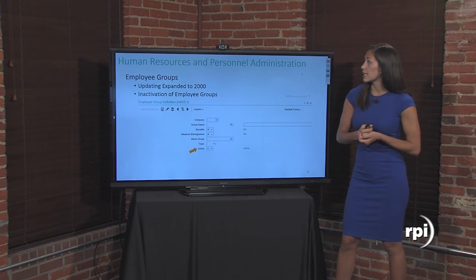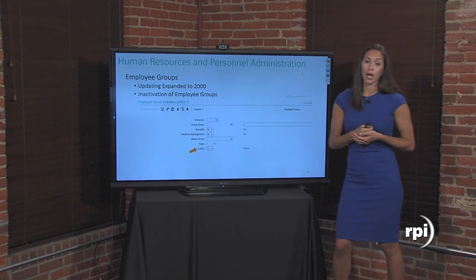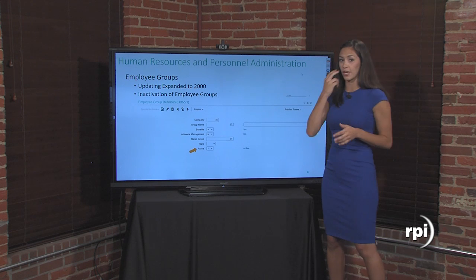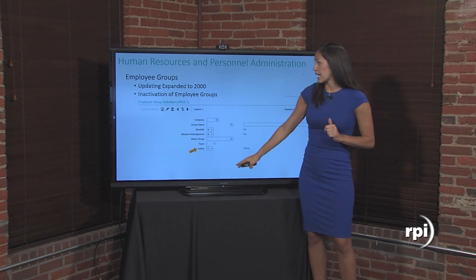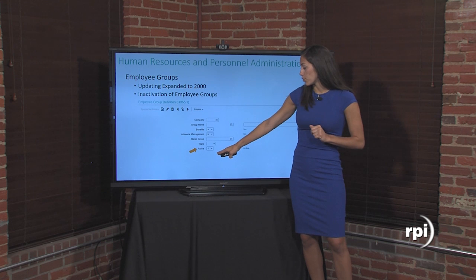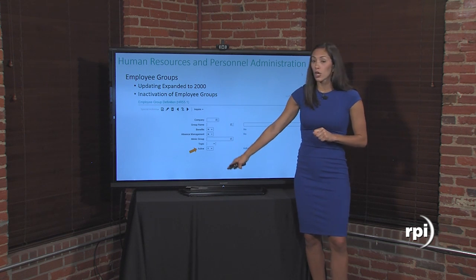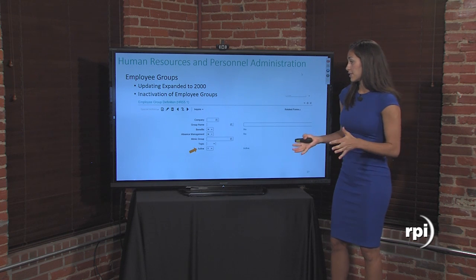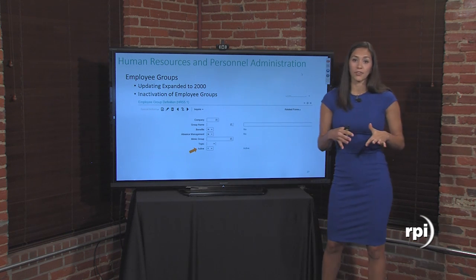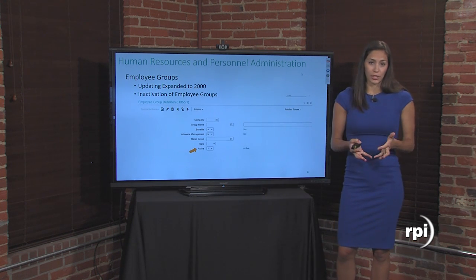Okay, so now we're going to get into some HR and PA updates, module-specific updates. So employee groups is our first update. There is a new field on the employee group HR 55 screen that allows you to inactivate employee groups. So what that does is if you set an employee group as inactive, it maintains the employee membership as static.